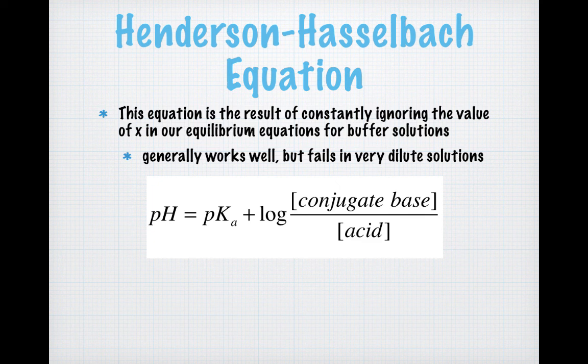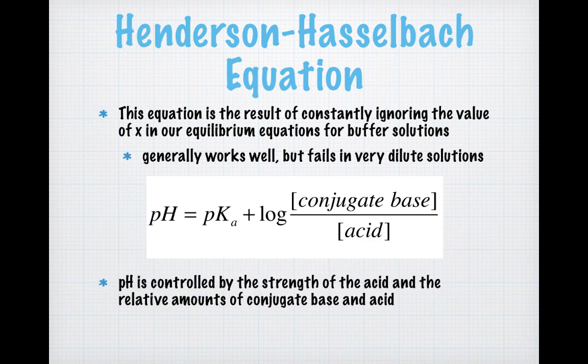We have pH is equal to the pKa of the acid plus the log of the conjugate base over the acid concentrations. What this equation really tells us is that the pH of a buffer solution is going to be controlled by the strength of the acid, that's from the pKa, and the relative amounts of conjugate base and acid.